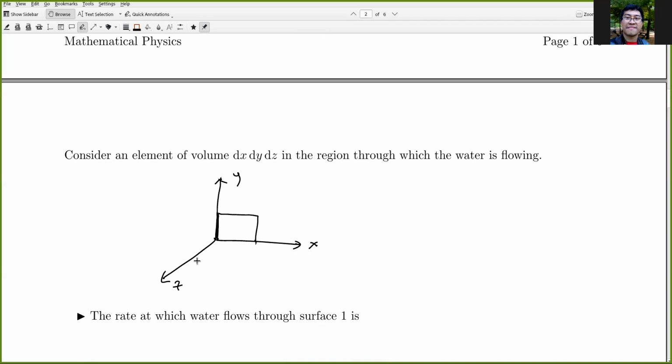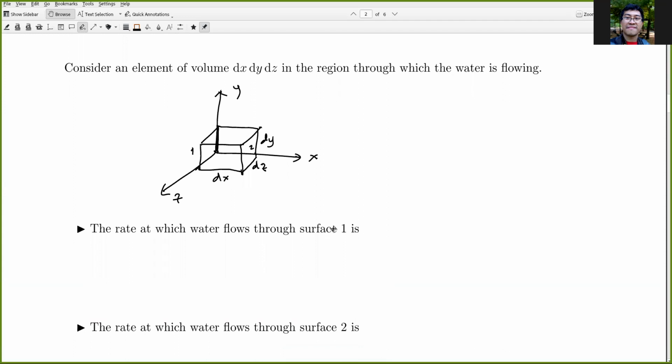Okay, this is our volume element. This has length dx, this is dz, this is height dy. So the volume is dx times dy times dz. Suppose on this left side, let's call that surface 1. On the right side, let's call that surface 2. So the rate at which water flows through surface 1 would be V dot i, because i is the unit vector along x.